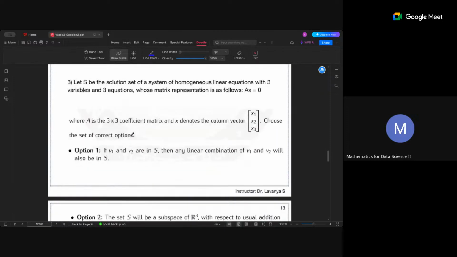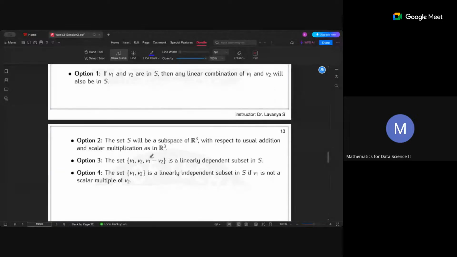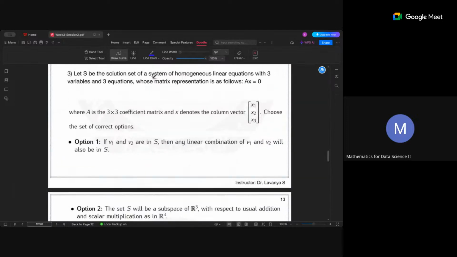Okay. So let S be a solution of a system of homogeneous linear equations with three variables and three equations. A is a 3 by 3 coefficient matrix and X is this vector. Choose the correct options. V1 and V2 are in S. So what is S again? S is the solution set. So it means this S is nothing but the set of all X such that Ax is equal to 0.